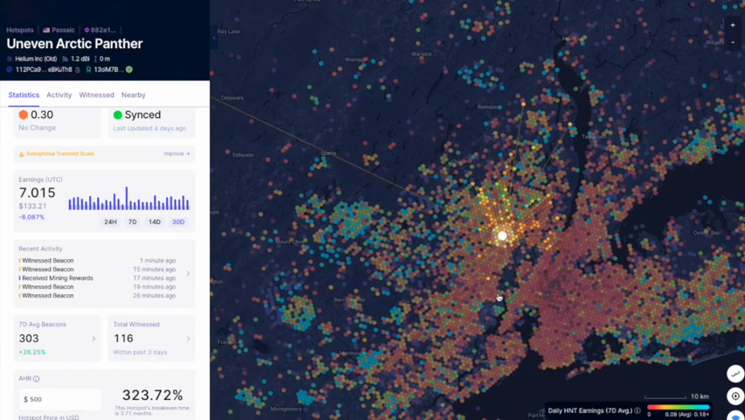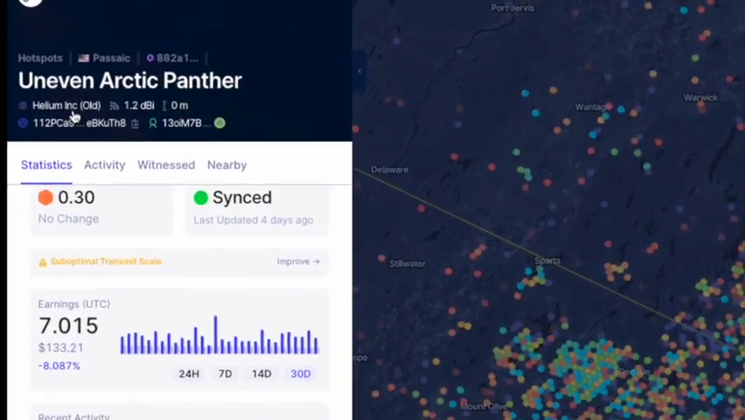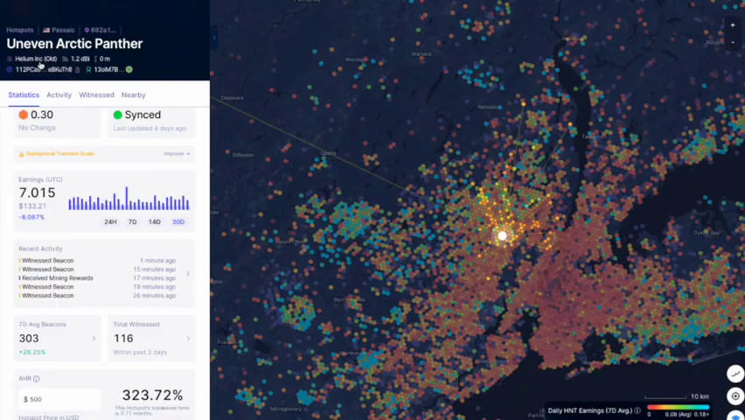As we can see, we are looking right now at a particular hotspot here in Passaic, New York. It is, in fact, an original Helium hotspot. As you can see, Helium Inc. old, which is quite interesting. This hotspot has been mining for quite some time. These things are not sold anymore, but as we can see down here is the AHR calculator.